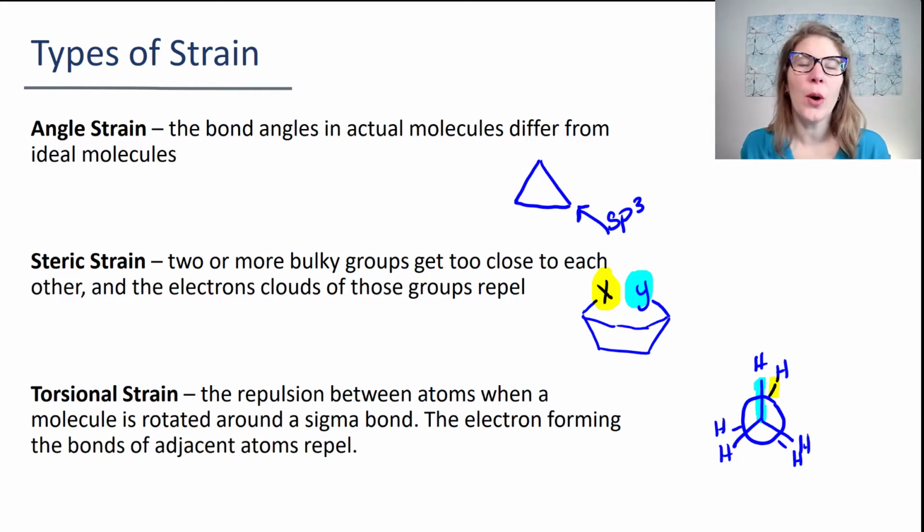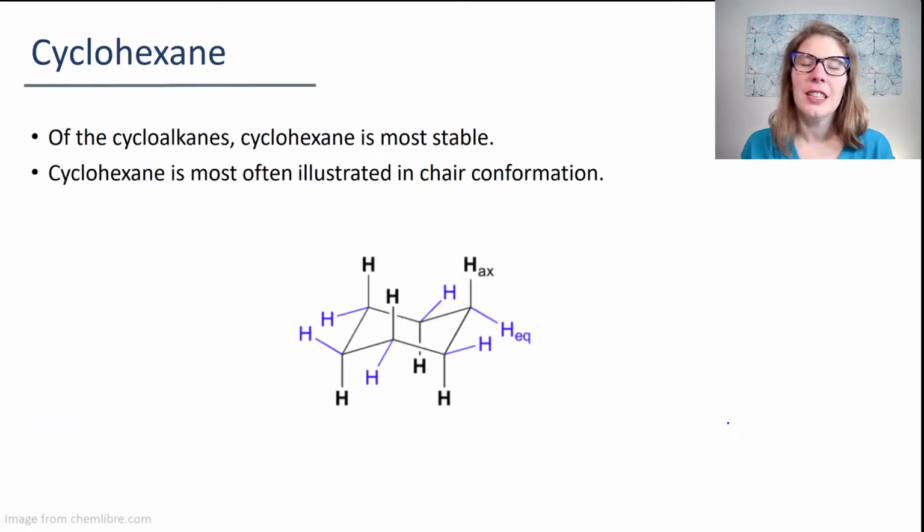So overall, what we're seeing is that cyclohexane ends up being in a conformation where all of these strains are reduced, and that's what makes it so special. Let's look at the most stable conformation of cyclohexane. When we're looking at this we will see something that is called a chair conformation.